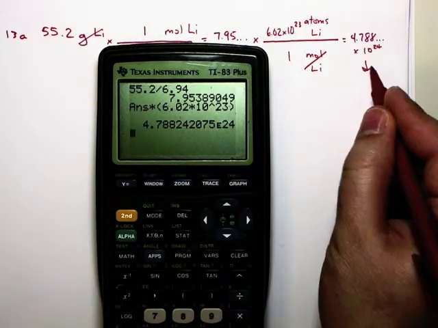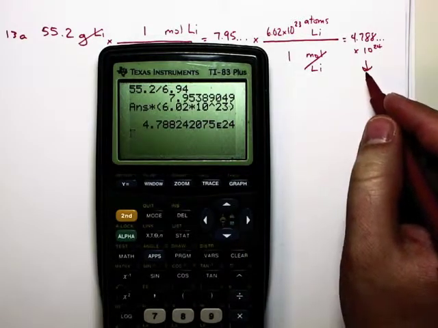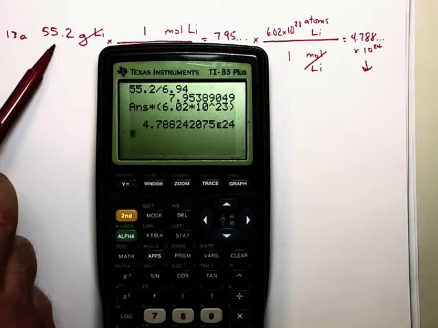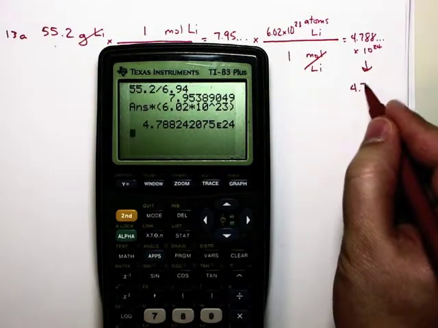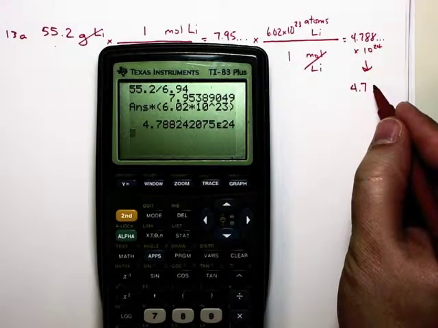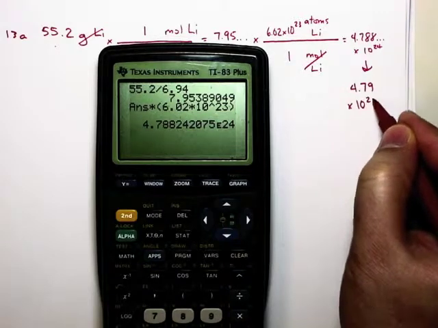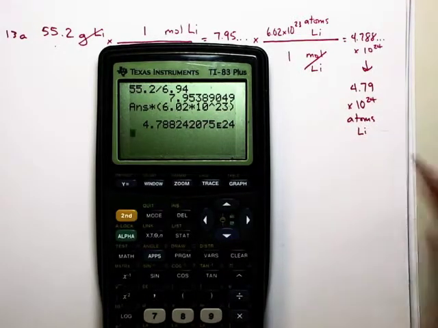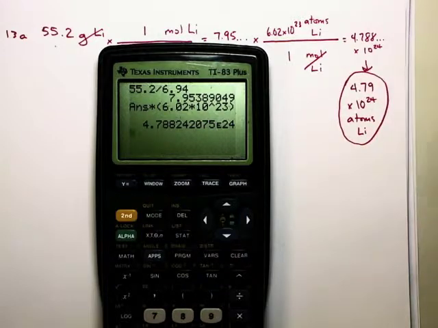Now, the last thing we want to do is polish up our answer with the correct number of sig figs. How many sig figs started off this problem? 3. Therefore, we must report 3 on our answer, so it would be 4.79 times 10 to the 24th, and that's atoms of lithium. Okay, and you give it a circle for a good final answer.